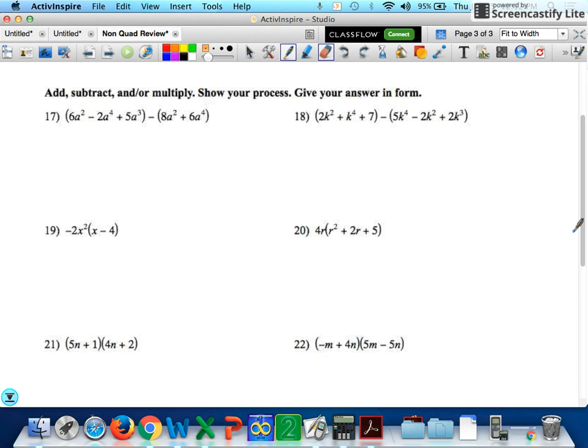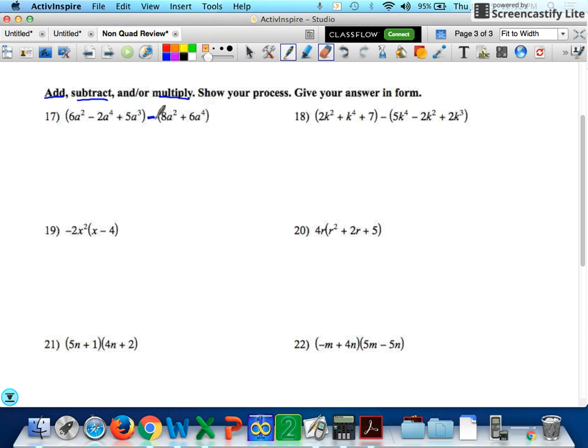May not notice. 17 is where we start working with polynomials. Again, same direction: add, subtract, or simplify, and give your answer in simplest form. Show your process. Do not do these in your head, okay? Work them out slowly. Let us see the work. You'll get some partial credit.